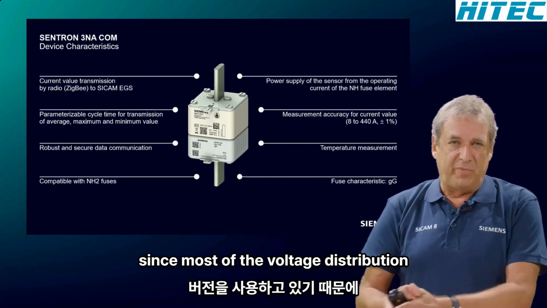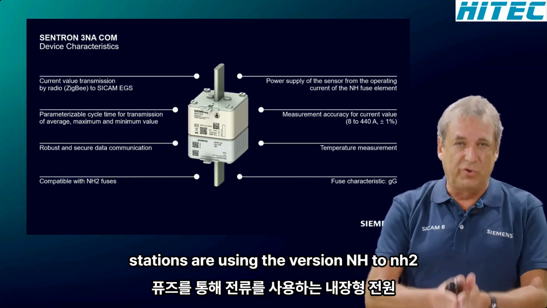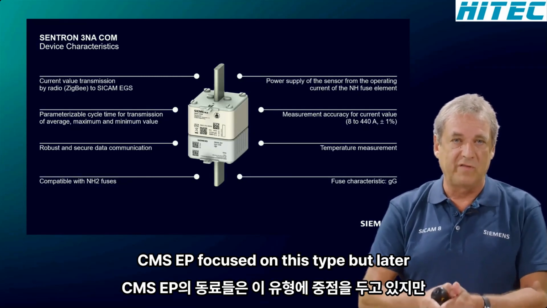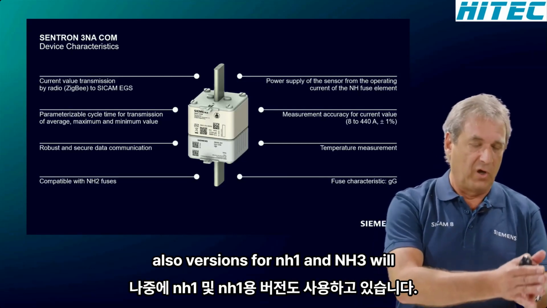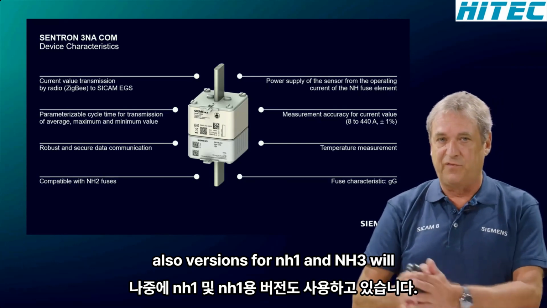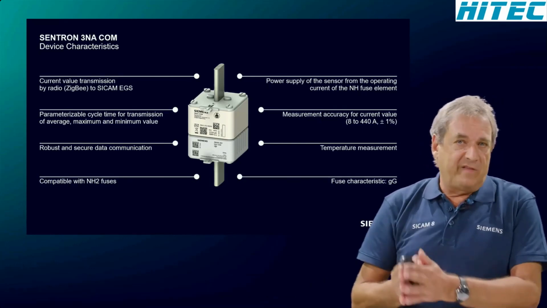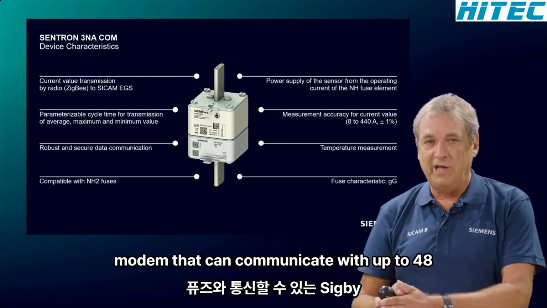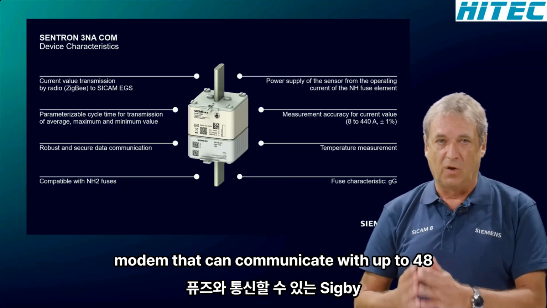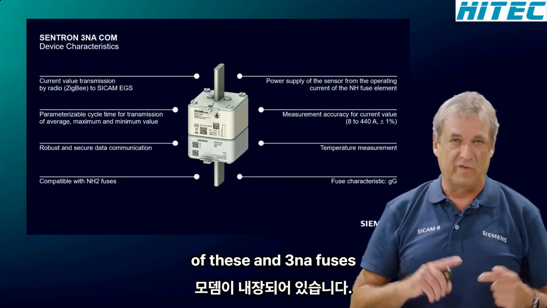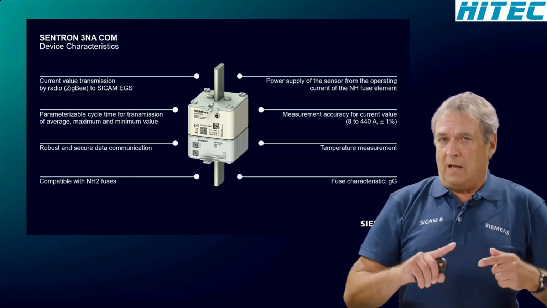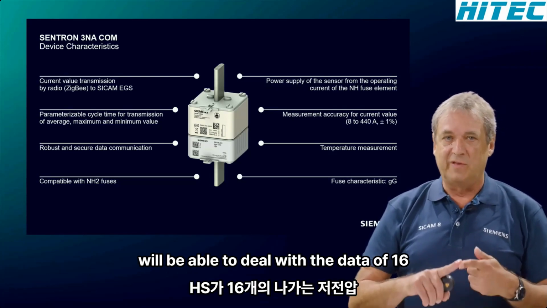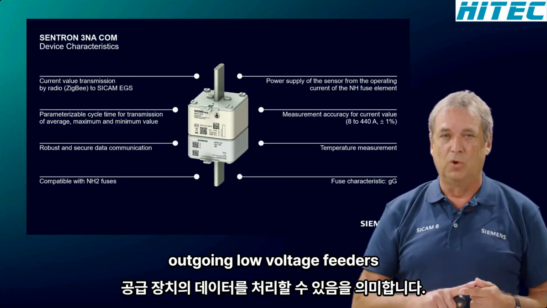Since most of the voltage distribution stations are using the version NH2, for the time being, our colleagues from Siemens EP focused on this type, but later also versions for NH1 and NH3 will follow. The SICAM EGS features a built-in Zigbee modem that can communicate with up to 48 of these NH3NA fuses. Means that in total the SICAM EGS also will be able to deal with the data of 16 outgoing low voltage feeders.